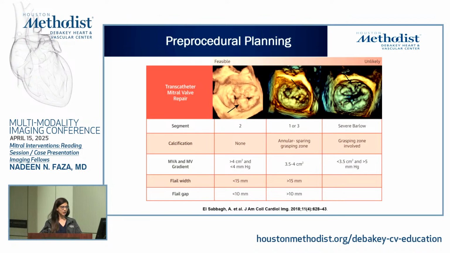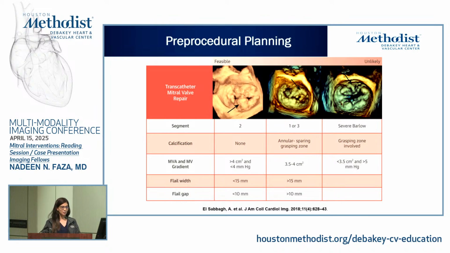It gets more tricky when you have severe Barlow's disease, you have multiple jets, all the scallops are prolapsing, or if you have calcification in your grasping zone, which would make it more challenging to grasp the leaflets, or if your mitral valve area is smaller than 3.5 and your baseline gradient is more than 5.